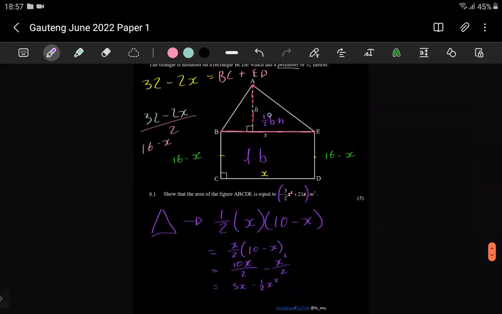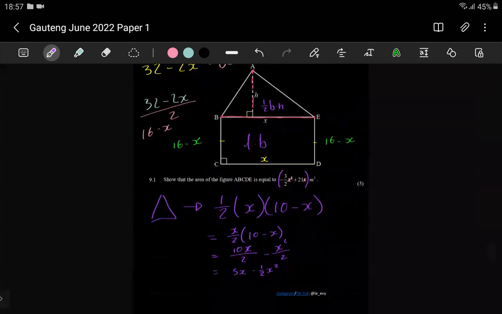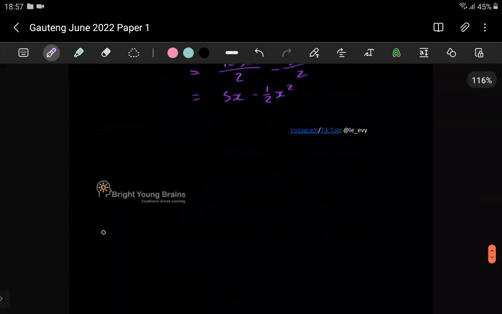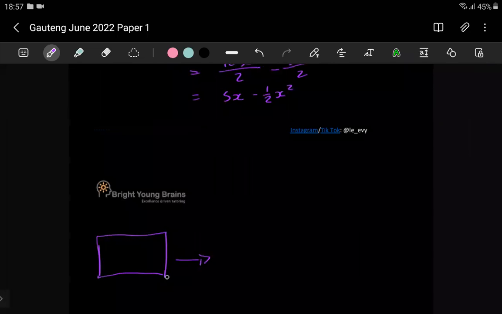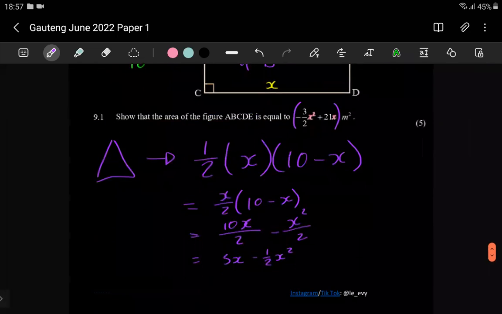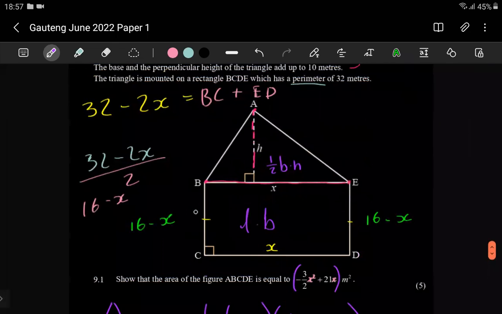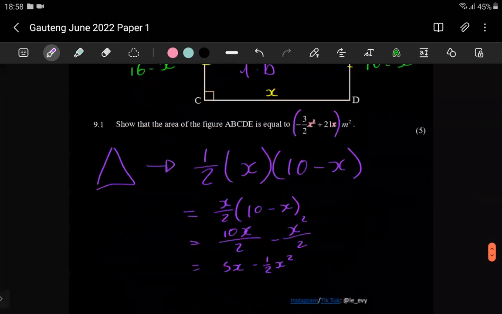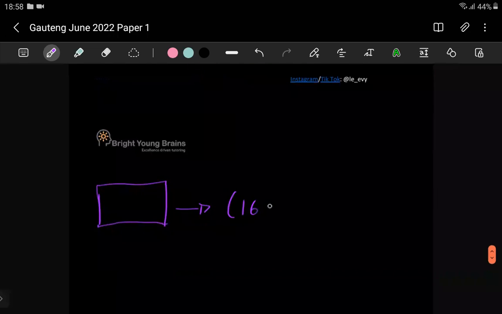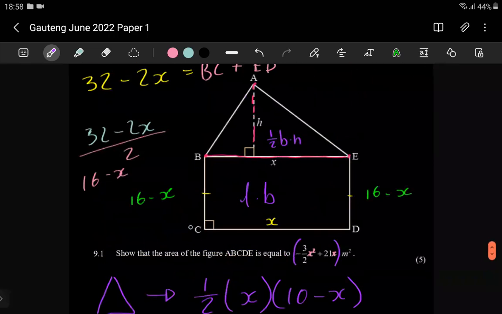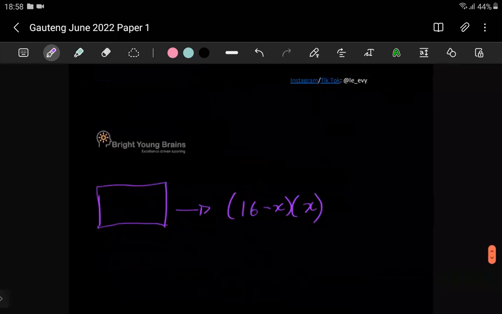That one is straightforward. Same as the triangle, we have to get the area of the rectangle. Getting the area of the rectangle, as you can see, we're also not doing anything crazy. We're just doing something very normal. Length is just x, breadth is just this. Whatever you want to call the length or the breadth, it doesn't matter. So here it's just going to be 16 minus x multiplied by x, because it's length times breadth. This is going to give us 16 times x, which is 16x, and negative x times x is negative x squared.